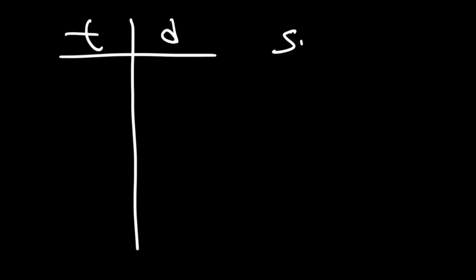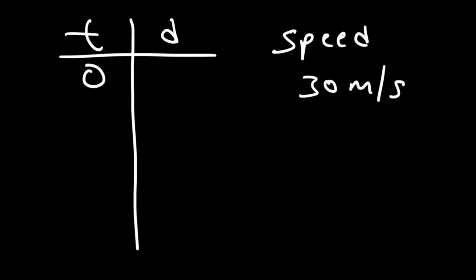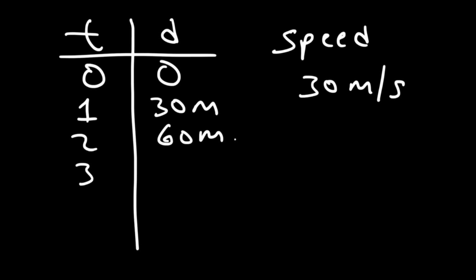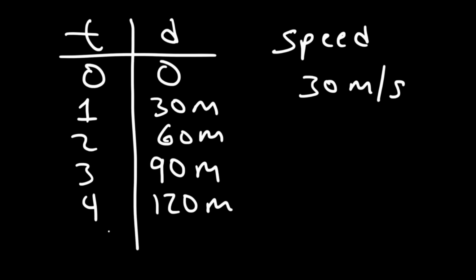So if the speed is 30 meters per second, every second the distance traveled will increase by 30. And so that's what speed tells us. It tells us how fast the distance traveled by an object is changing every second. So let's say you're driving a car and you're going 60 miles per hour. Every hour at that speed, you will travel a distance of 60 miles.